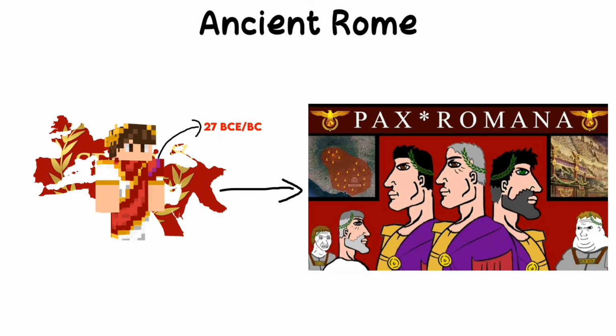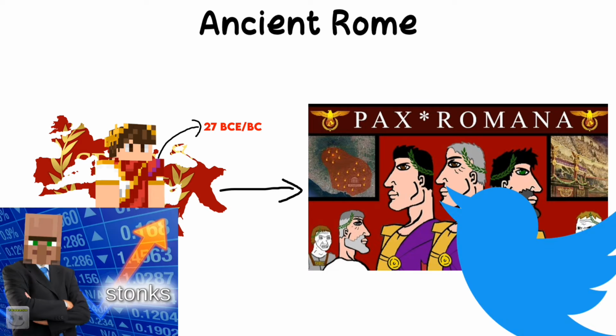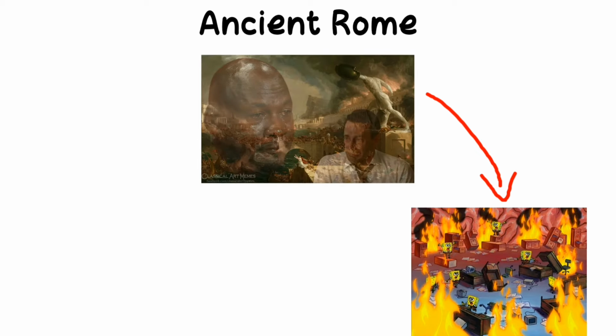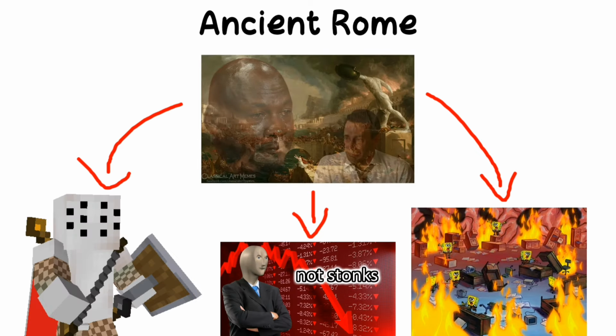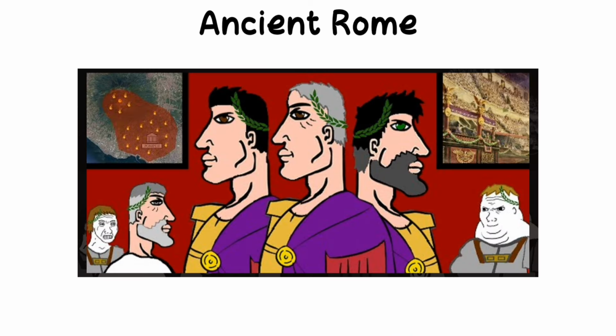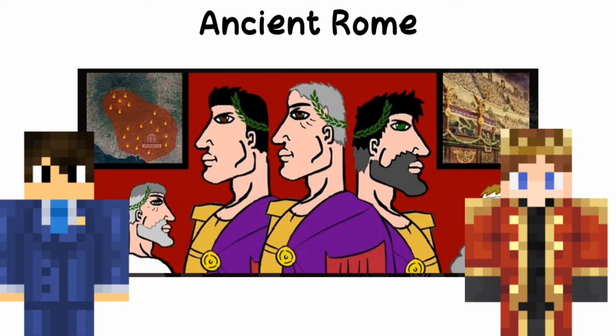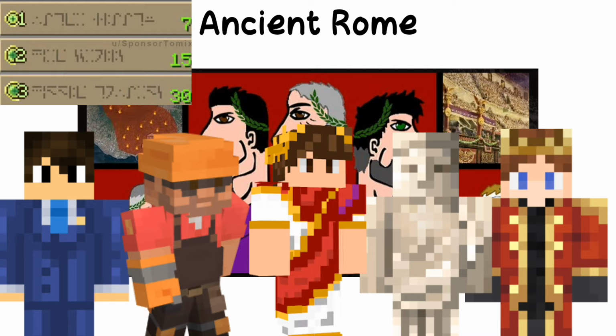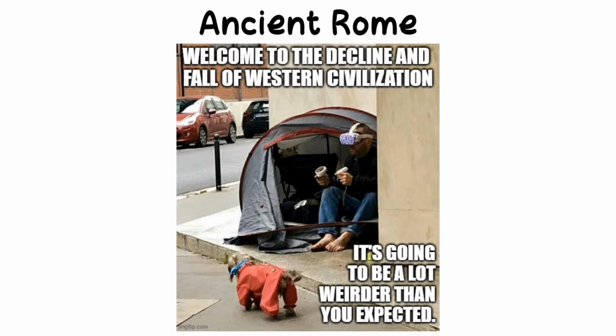This period, known as the Pax Romana, was characterized by relative peace, economic prosperity, and cultural achievement. Despite its eventual decline and fall due to internal strife, invasions, and economic challenges, ancient Rome's legacy endures in its contributions to law, governance, engineering, architecture, language, and culture, shaping much of Western civilization.